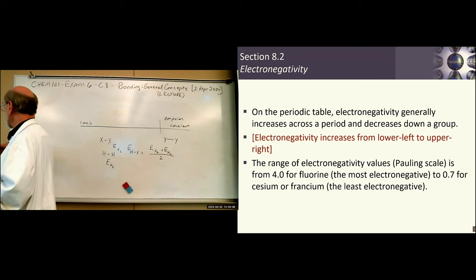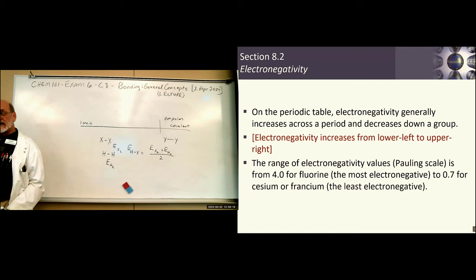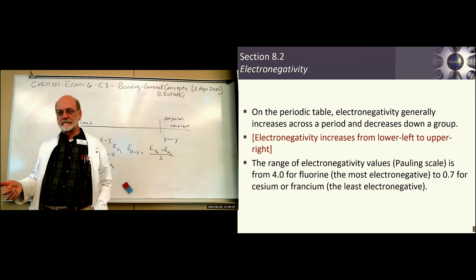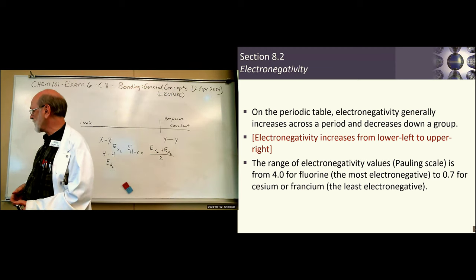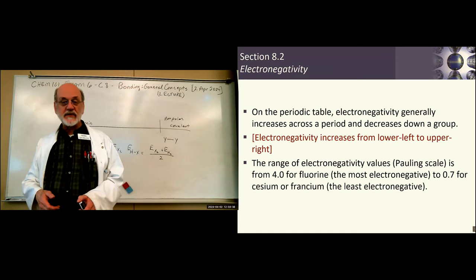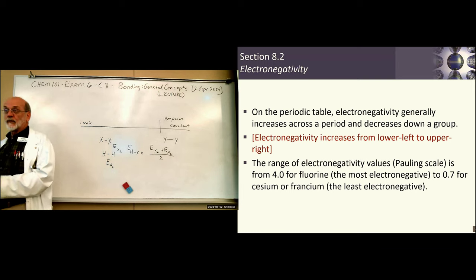And the electronegativities increase from bottom to top. So increase this way, increase this way. So for the whole periodic table, electronegativities increase from lower left to upper right. Same as ionization energies, same trend. And we start with cesium or francium. Francium is radioactive, so we don't mess with it too much. But cesium, we start with that one at 0.7, and then we can go up, or we can go across the chart like this, and we get to the highest one at fluorine, which is 4.